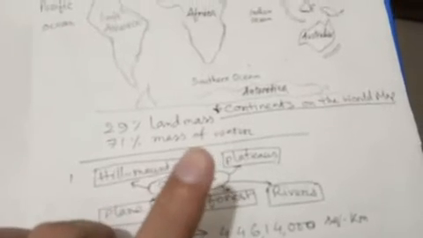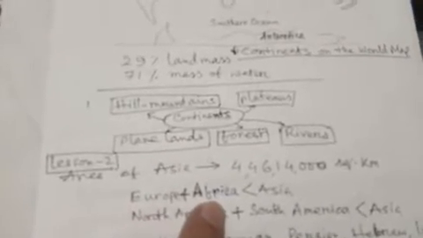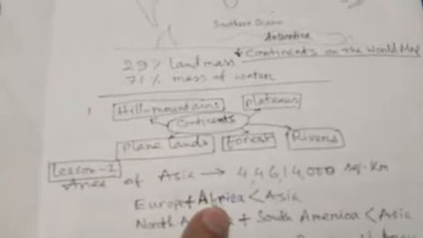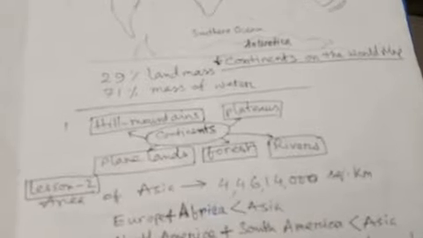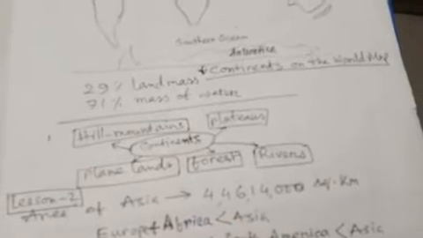The population is also very large. I'm talking about Asia. If the area of Europe and Africa are joined, or the area of North and South America are united, they will not be equal to Asia. The area of Asia will be bigger.